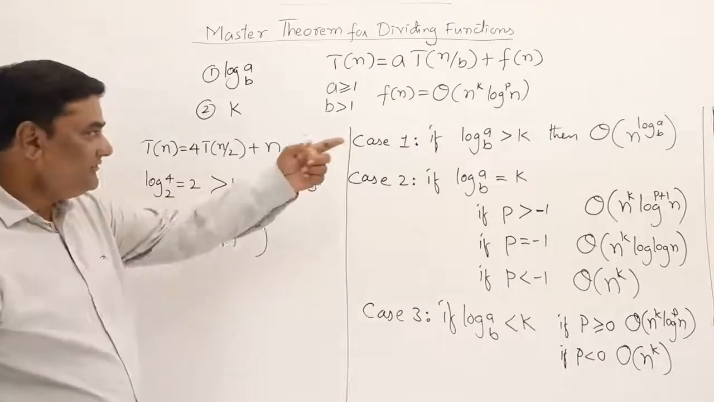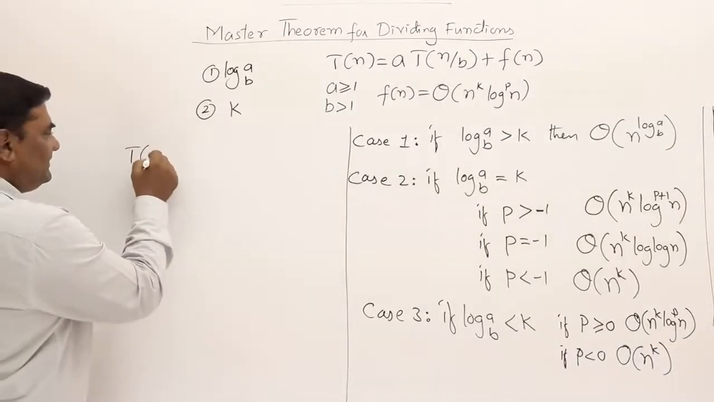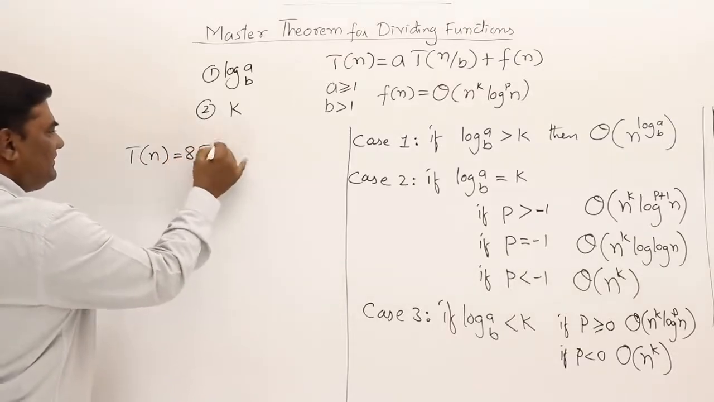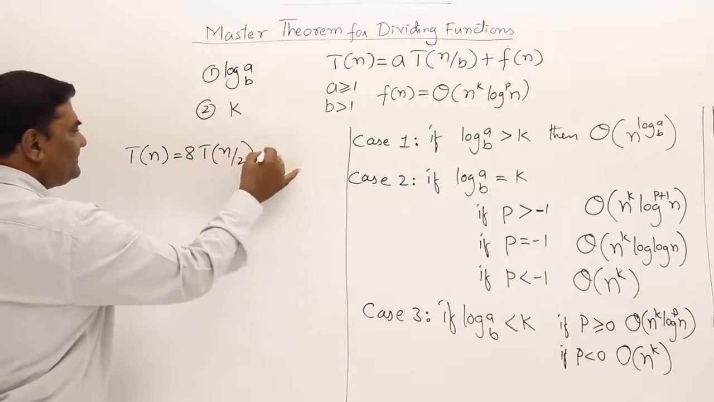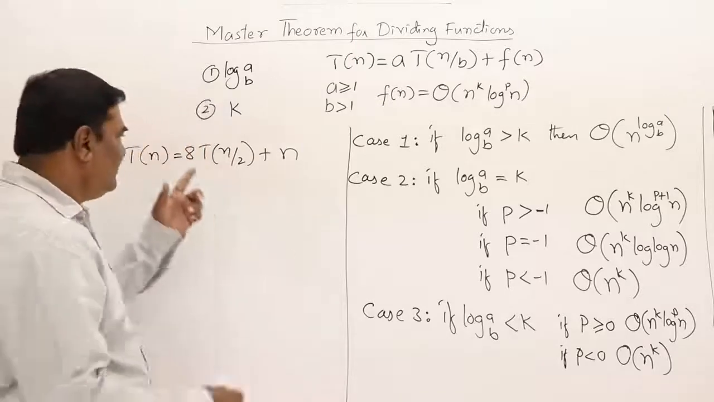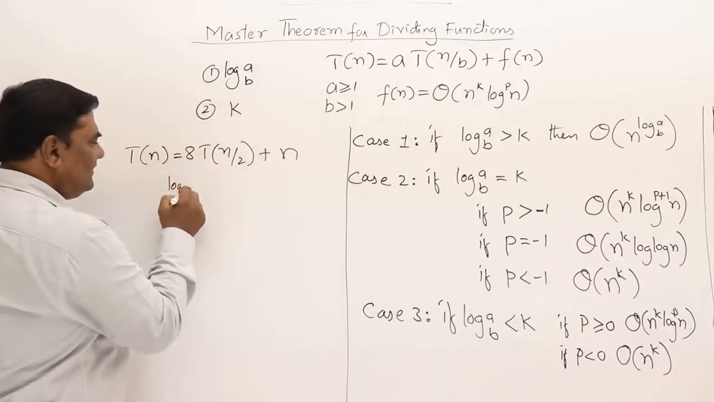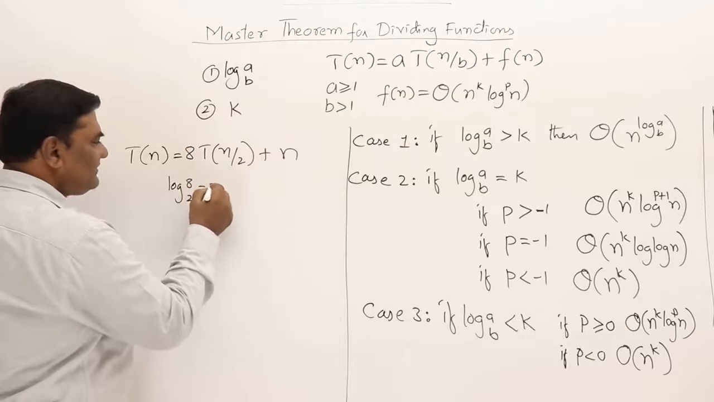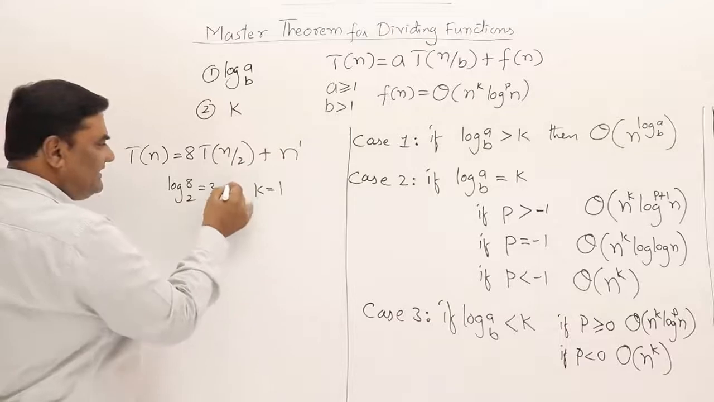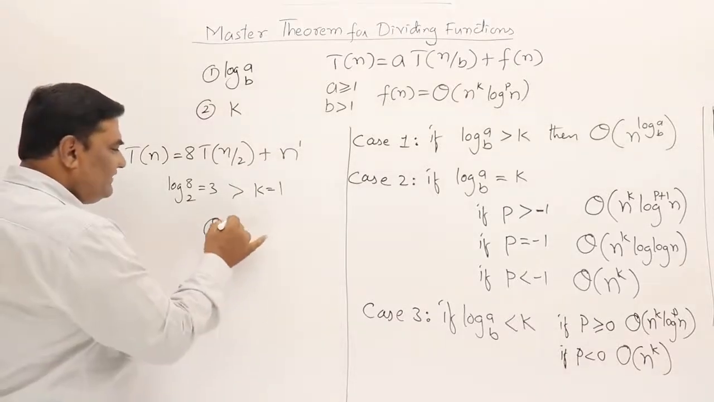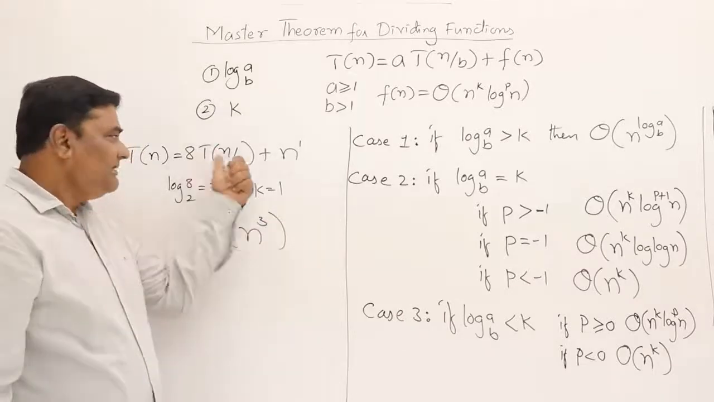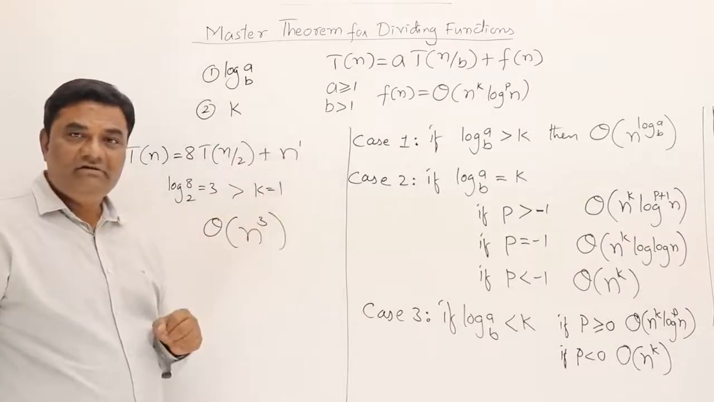Now third example for the same case 1. Tn is equal to 8T(n/2) plus n. Log 8 base 2 is 3. n power k is 1. So 3 is greater. So this is theta of n power 3. That's it. Log 8 base 2 is 3 and this is 1 only.